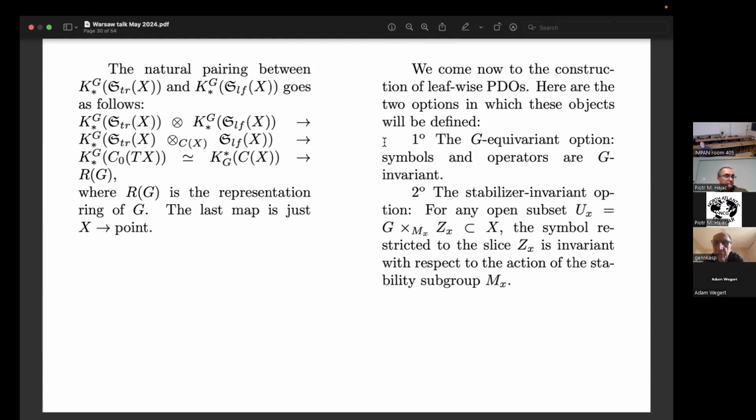But it can be done in two different settings. G-equivariant symbols lead to G-equivariant operators, and there is also a possibility to take stabilizer invariant symbols. Essentially it means that for any point, the symbol is invariant with respect to the stabilizer subgroup, but it is actually a little bit more complicated. You need invariance on the tubular neighborhood of every orbit, and invariance under the stabilizer subgroup for the restriction to the tubular neighborhood.